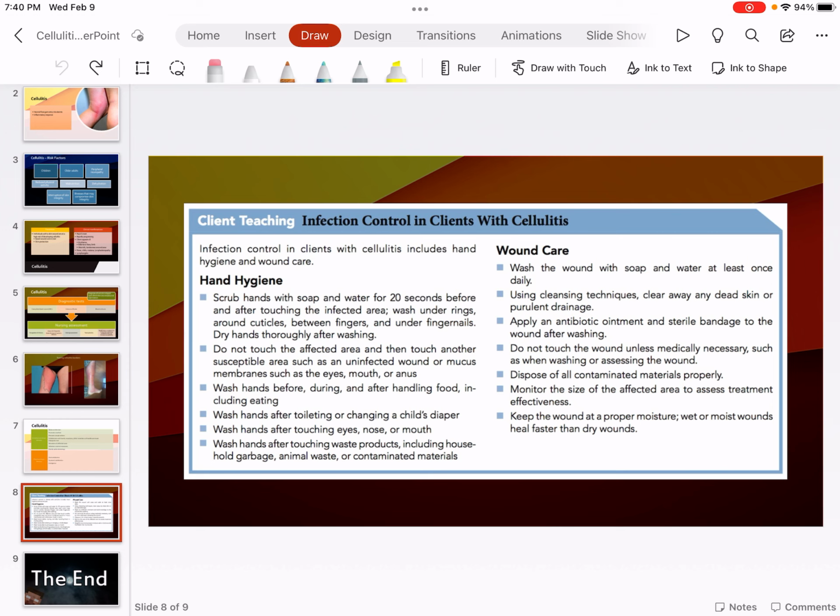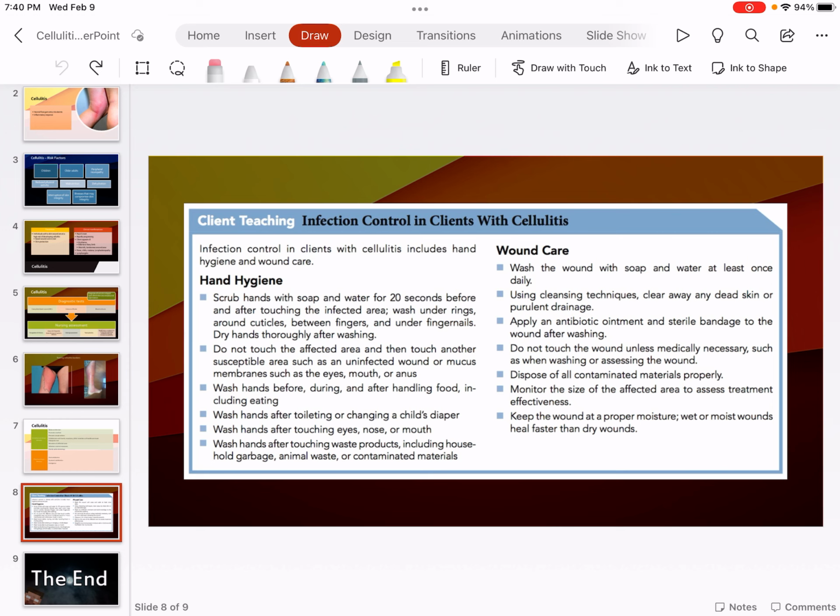Okay, so how to treat cellulitis. You want to reduce infection, promote comfort, try to prevent complications, essentially by treating the infection. Collaborate with family members and other members of the healthcare team. You want to make sure the client gets adequate rest. Elevate the area that's involved. So if it's their foot, you want to elevate that area because there's probably going to be some edema.